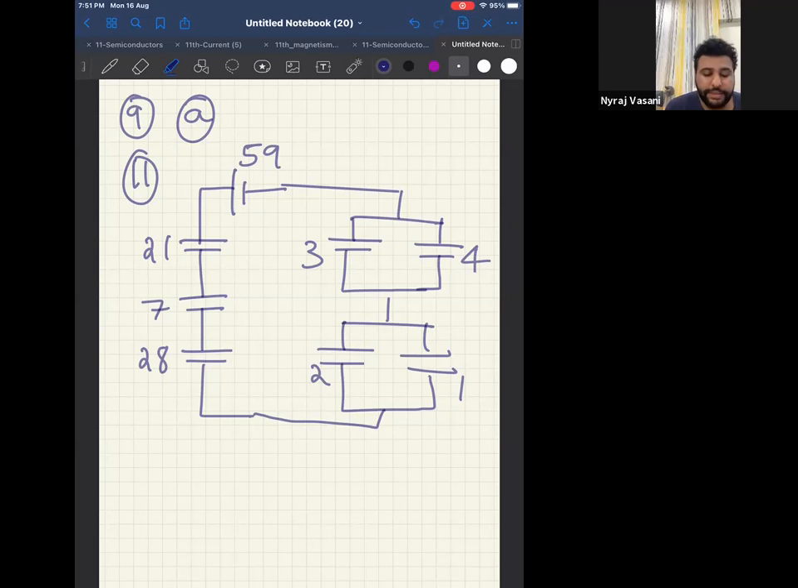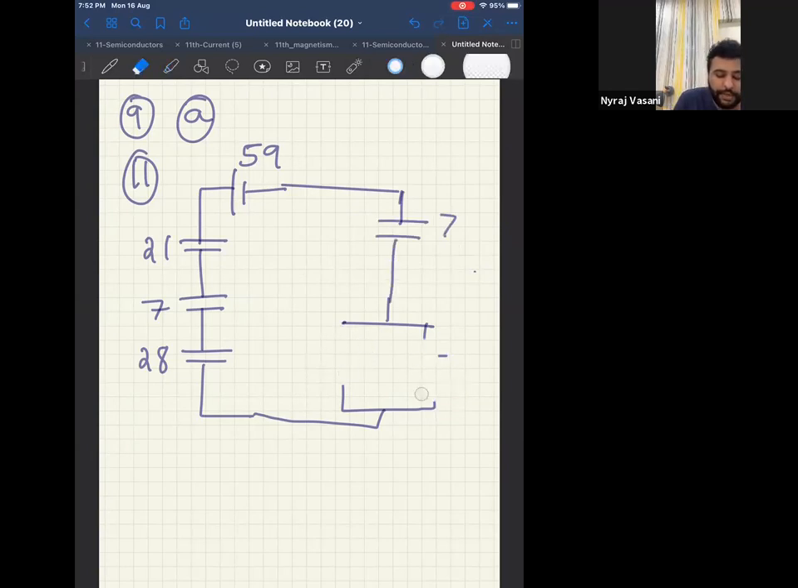If you look at the screen, 3 and 4 are in parallel. So the equivalent capacitance between 3 and 4 will be 7. Therefore, the answer over here will be 7. And 2 and 1 are in parallel. Therefore, 2 and 1 in parallel, the answer will be 3.